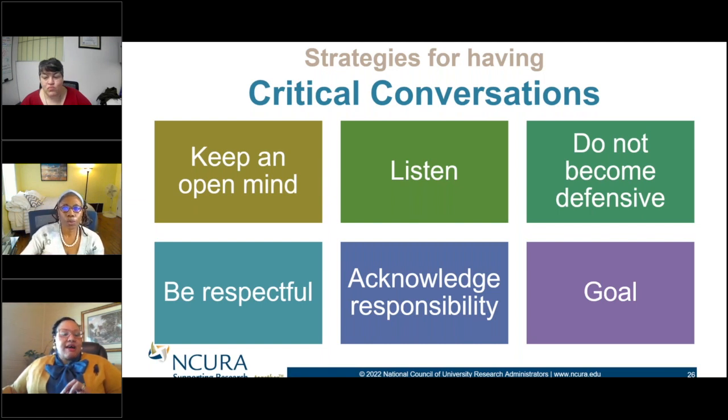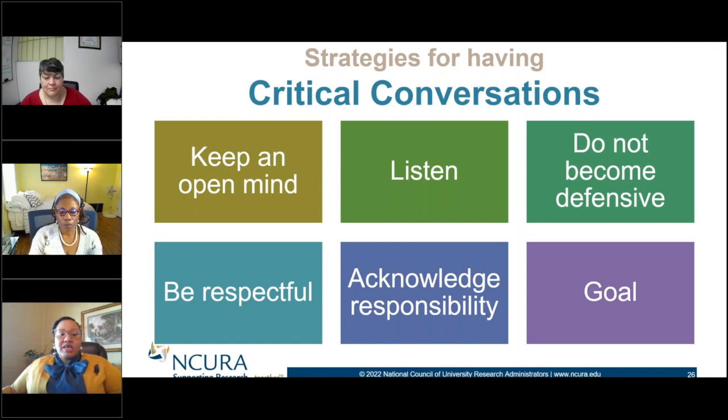Some strategies that you can use. First, you want to keep an open mind, as I mentioned already. Listen to understand and not to respond. That means active listening. You're really taking in what the person is saying, not necessarily to respond to what they're saying, because that's not what this conversation is about, but to understand. And then when it's your turn, you're going to do the same thing.